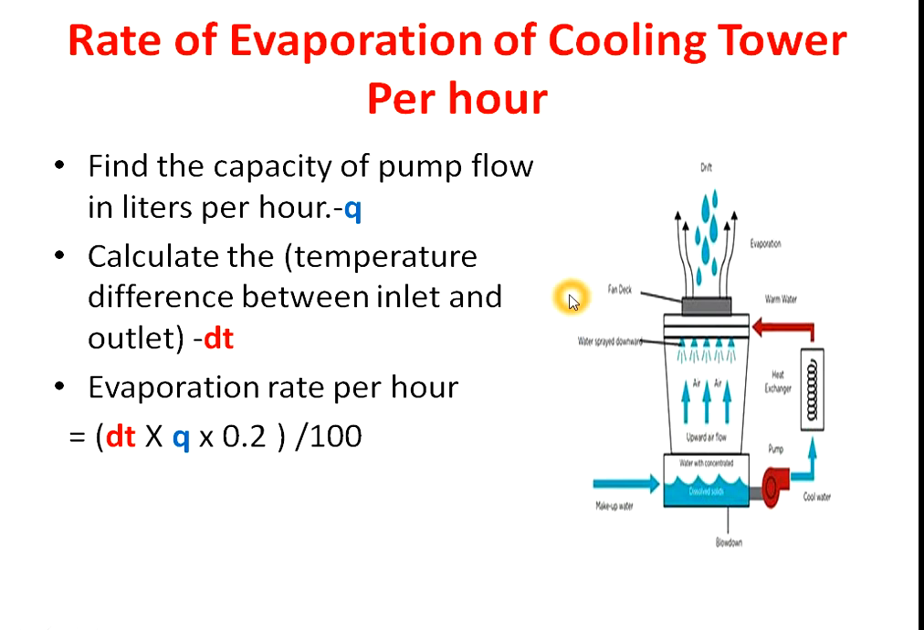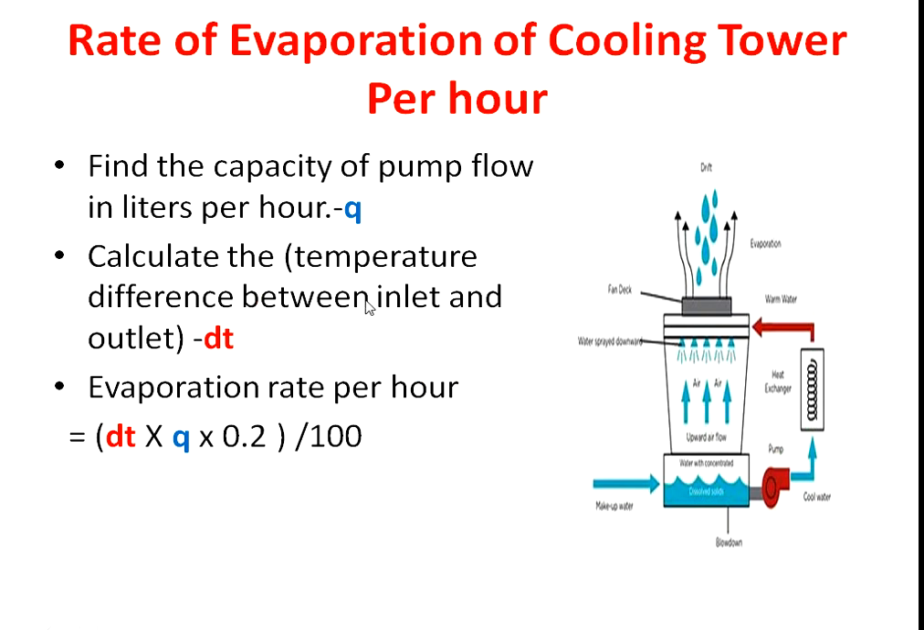So for calculating per hour, we have to calculate two parameters. First is the pump flow rate in liters per hour. That pump flow rate in liters per hour you will get on the pump nameplate. If this pump flow rate is not in liters per hour, then you convert it to liters per hour.